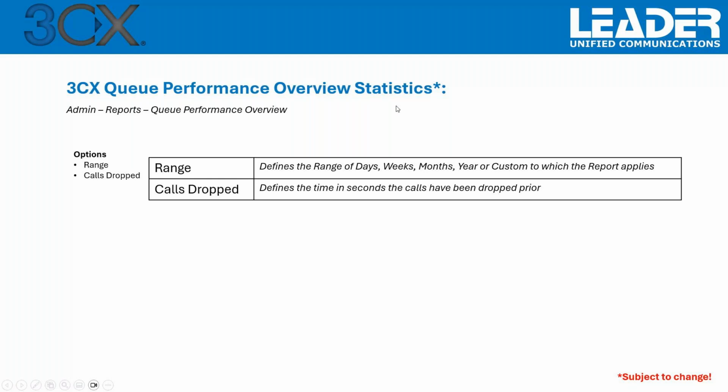Performance overview statistics defines the range of days again, all that stuff, calls dropped, and then again defines the time in seconds the calls have been dropped prior.